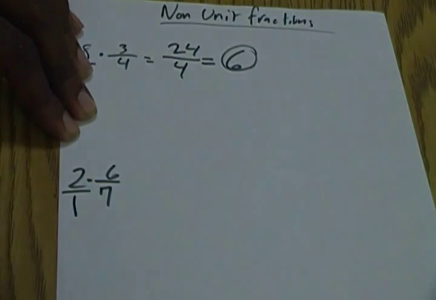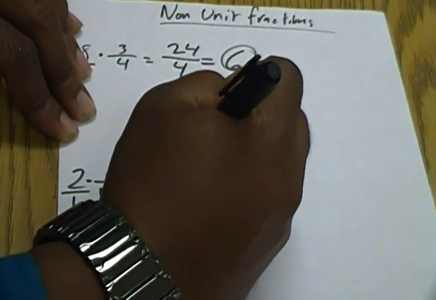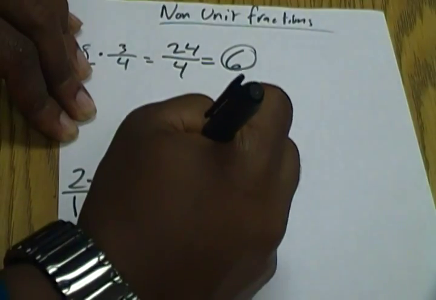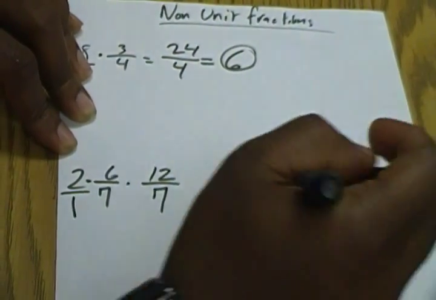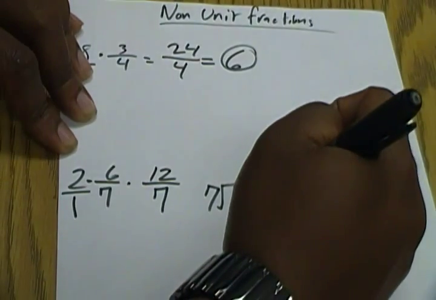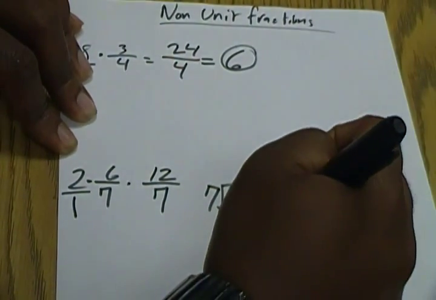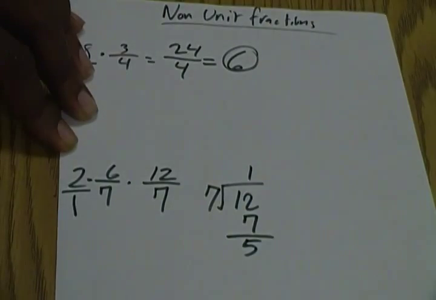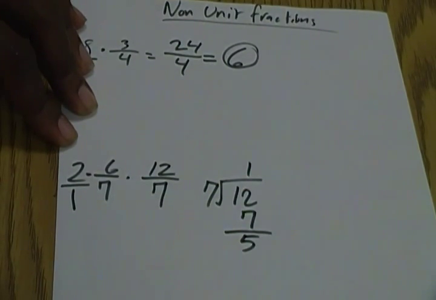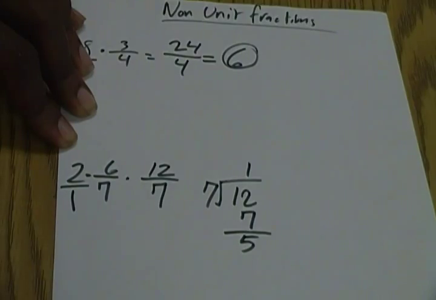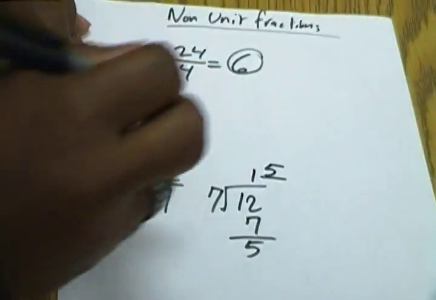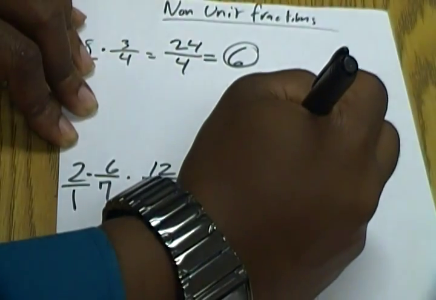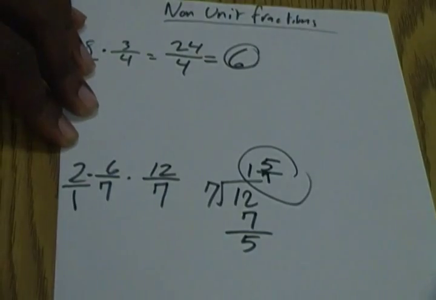So once again, you're going to put it over 1. 6 times 2 gets you 12. 1 times 7 gets you 7. And when you go ahead and try to divide this one, you find out that 7 goes into 12 one time. And that gives you 5 left. Alright, what we're going to do is we're going to take that 5, that's our remainder, and make it into a fraction. So we're going to put our 5 as our numerator, and 7 is our denominator. So 1 and 5 sevenths will be our answer there.